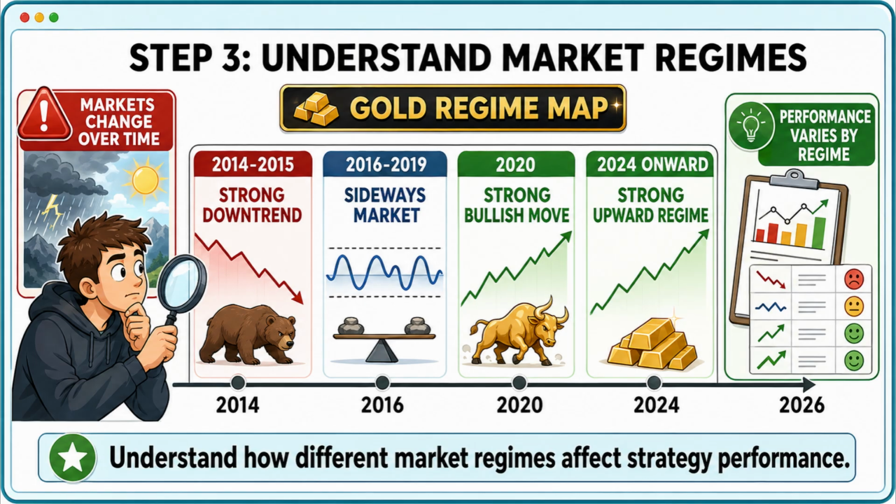But even with a clear idea and environment, there is something important to understand. Markets do not behave the same way over time. They move through different regimes. For example, if we look at gold. From around 2014 to 2015, gold was in a strong downtrend. From 2016 to 2019, the market was mostly sideways. In 2020, gold experienced a strong bullish move. And from around 2024 onward, gold entered another strong upward regime.